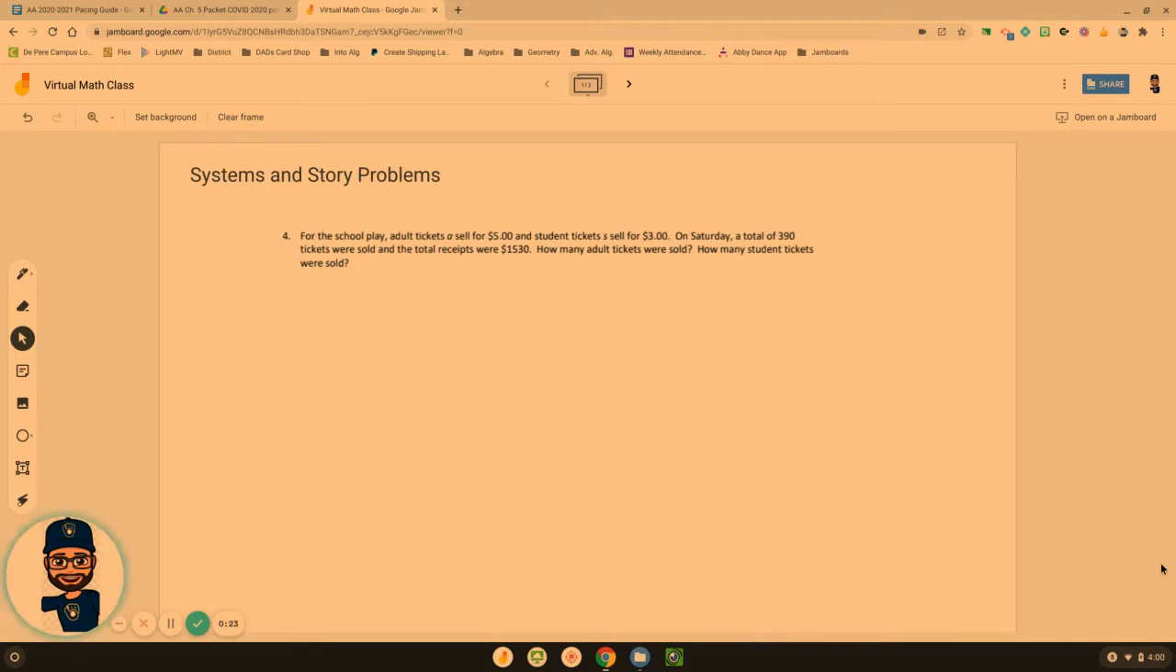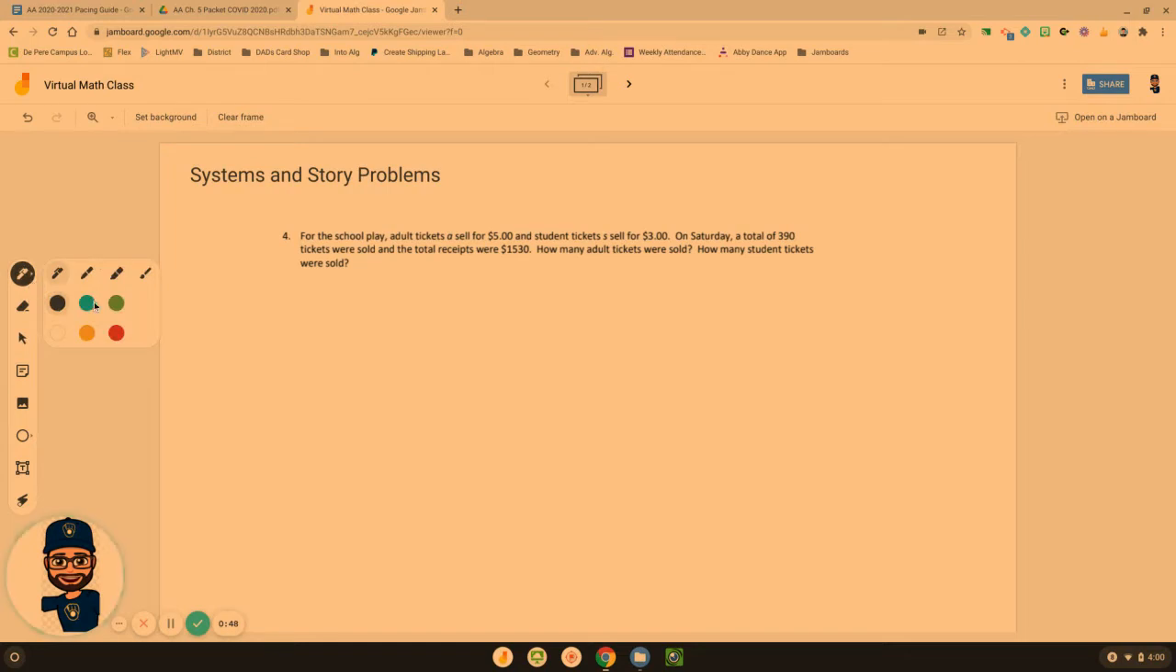It reads, for the school play, adult tickets, which we're going to label as A, sell for $5, and student tickets, which we'll label as S, sell for $3. On Saturday, a total of 390 tickets were sold, and the total receipts were $1,530. How many adult tickets were sold? How many student tickets were sold?